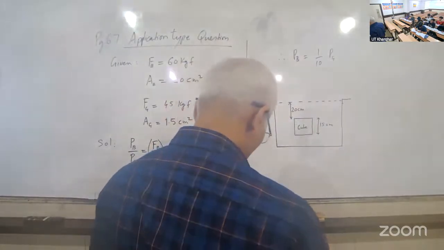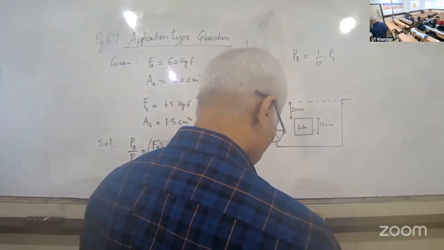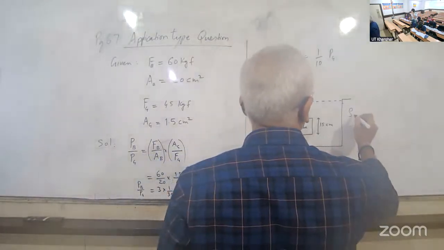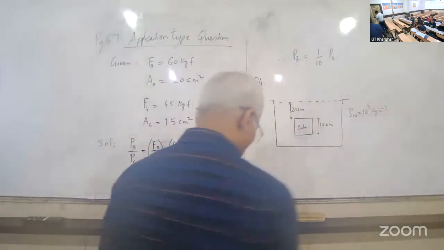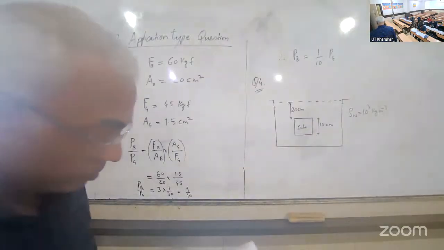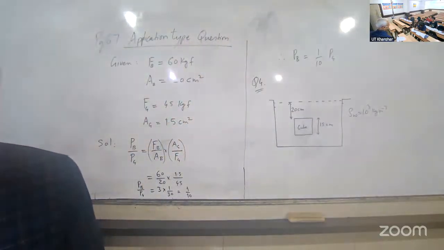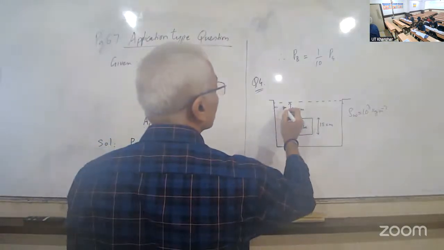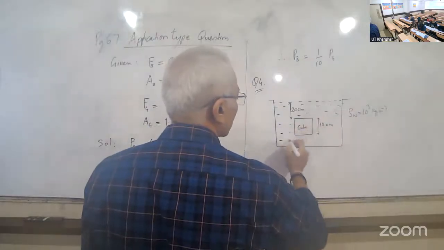What do you find? Pressure at the top of the cube. What is given here? Density of the water is? Density of the water given is 10 to the power 3 kg per meter cube. And rest of the things are given in the scenario. So what is the first question? Pressure on top of the cube.